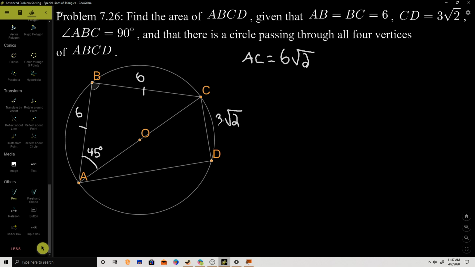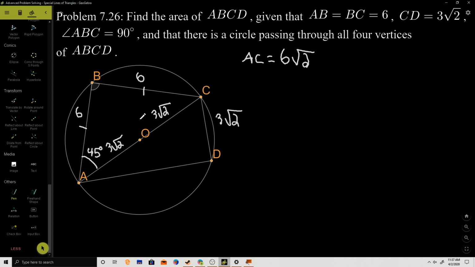And now we have two triangles. We have ABC and CDA. And they're both circumscribed on this circle. So I also know that the circumradius of this is half the hypotenuse, which is 3 square root of 2. Just take the hypotenuse AC and divide by 2. 6 divided by 2 is 3.